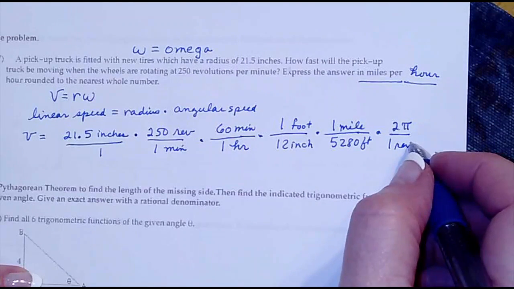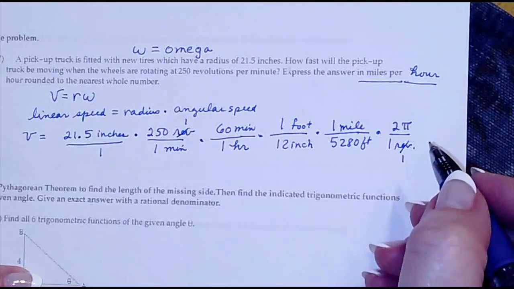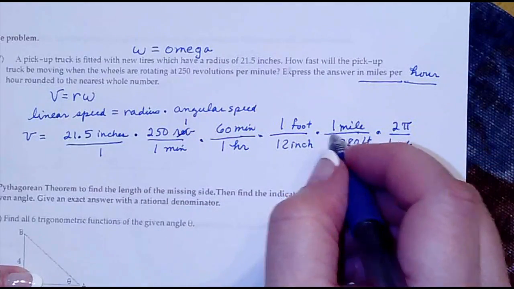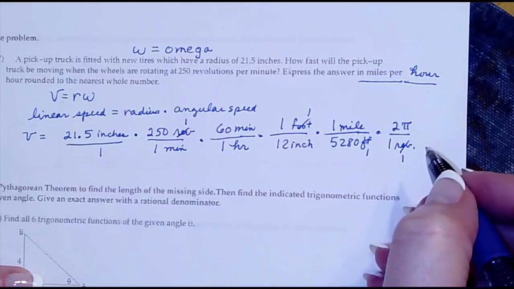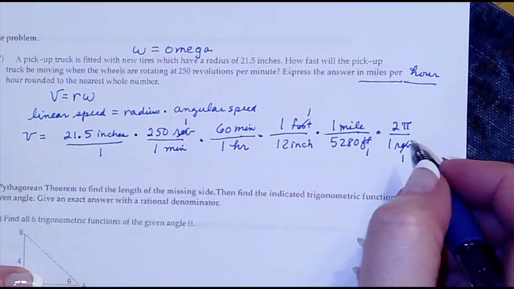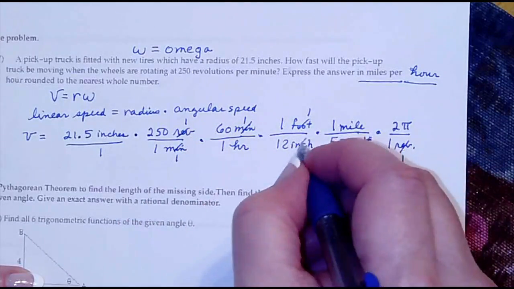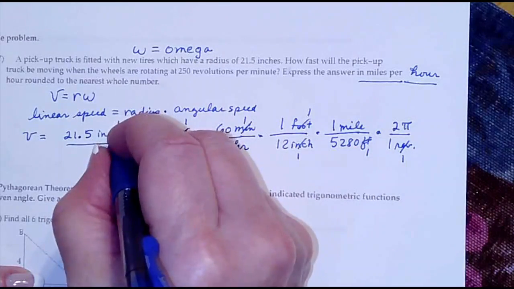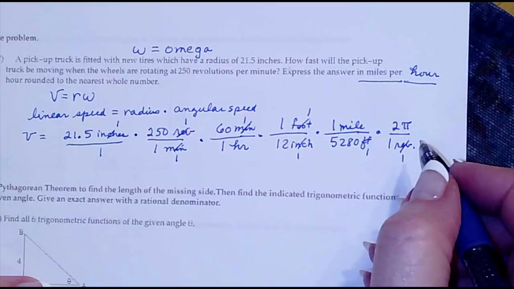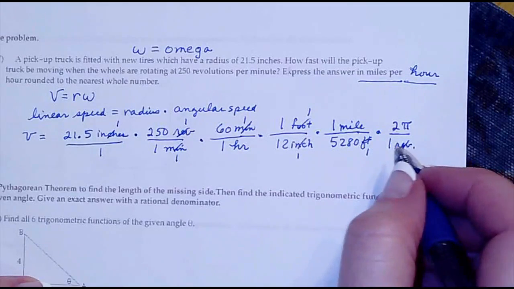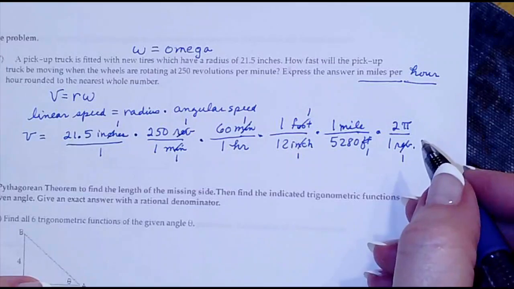So revolutions is going to cancel with revolutions. We have feet with feet. We have minutes with minutes. And we have inches with inches. So now we're down to what? Miles per hour. There we go. So now all we have to do is put it in our calculator.